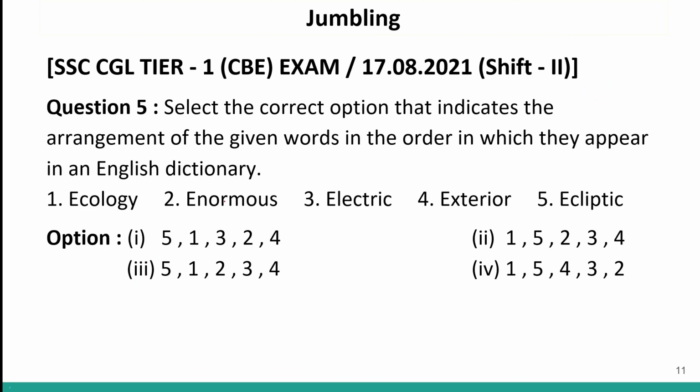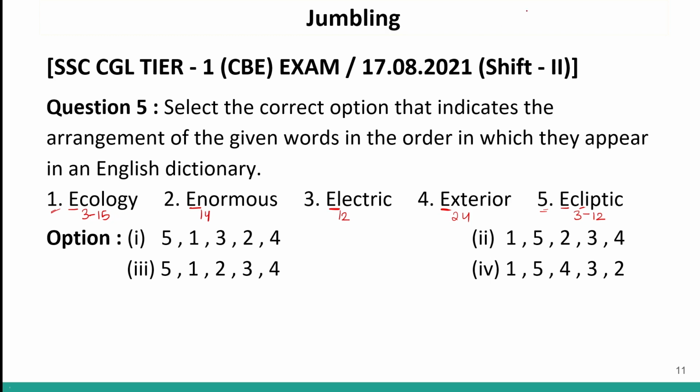Now, ecology, enormous, electric, exterior and eclectic. Now, ecology, E is same in all the 5 words. Second letter is C, which is third position. N is 14th position. L is 12th position. X is 24th position, and C is again 3rd position. So now we have to look at the next letter in the first word and the 5th word. The next letter is O, which is 15, and over here the next letter is L, which is 12. So obviously 312 will come before 315.